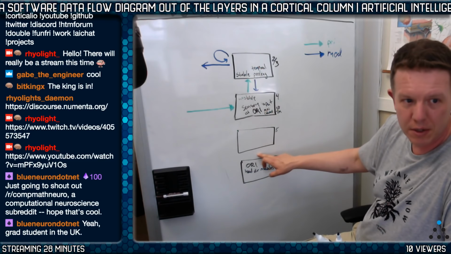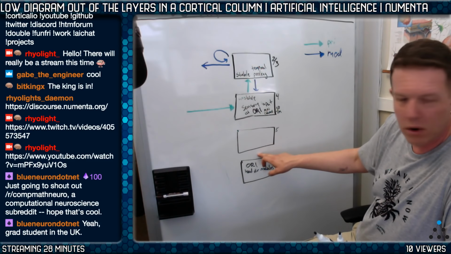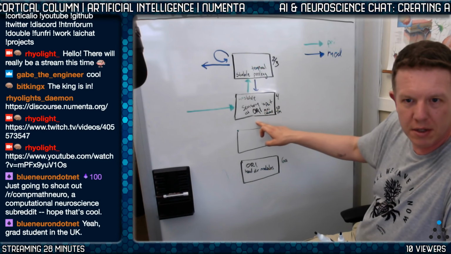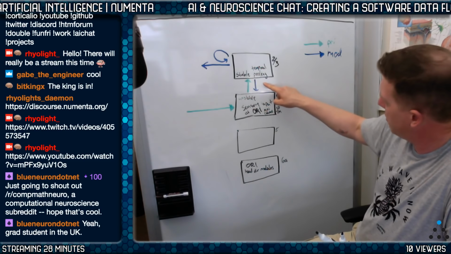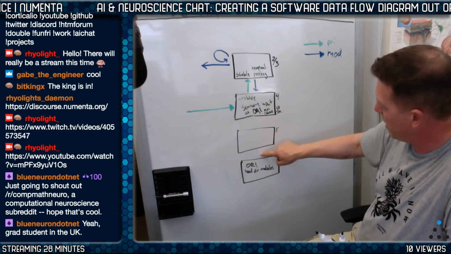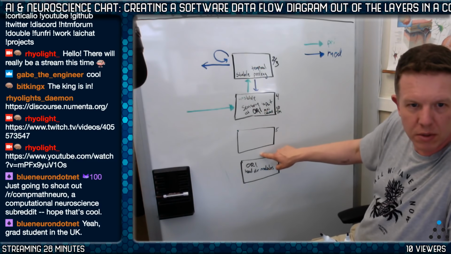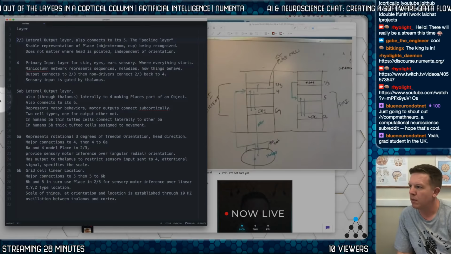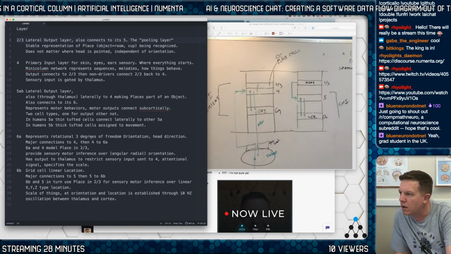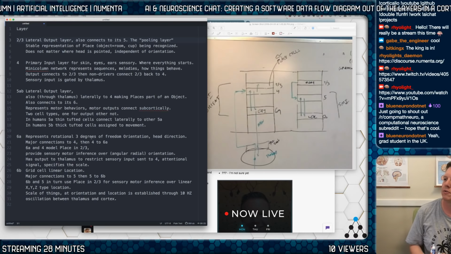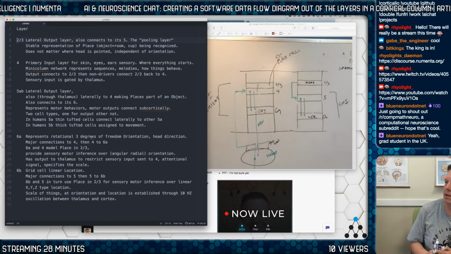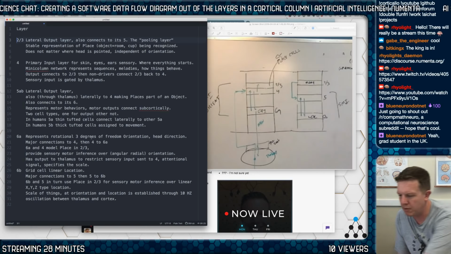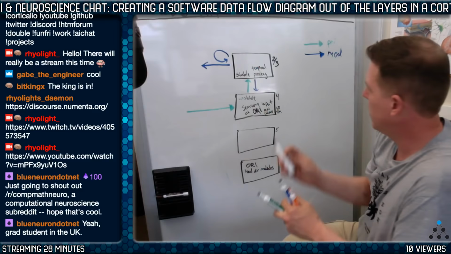Okay, so we've got connections here. Major connections to 4. So there's a big connection here, and I think there's a connection down and a connection back up. So now I need to think, we've got a primary driving connection up to here, and is this a modulatory connection or a primary connection? I'm not certain. So I'm going to read through some of Gary's notes here. 6A represents, looking right here, rotational degrees of freedom, orientation, head direction. Major connections to 4, then 4 to 6A. 6A and 4 model place into 3, right? Which I haven't put down here yet. So we could also label this place.